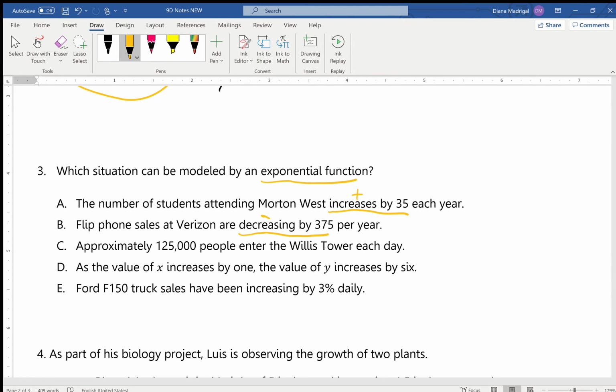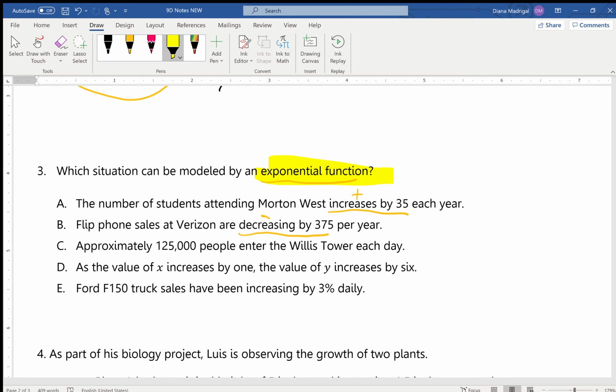Alright, option C. Approximately 125,000 people enter the Willis Tower each day. Okay. As the value of x increases by 1, the value of y increases by 6. And last, F-150 truck sales have been increasing by 3% daily. Again, if you've been paying attention, exponential functions are represented by percentages. Yes, it's increasing. That means that we're going to be adding 1 plus that 3%.